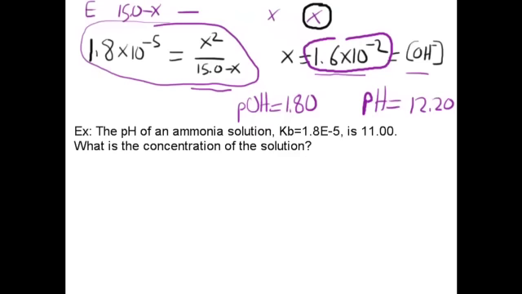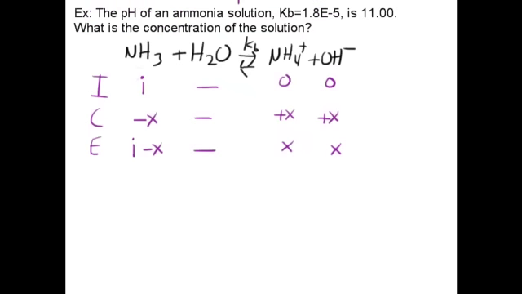So we're going to use the ice table again. Go ahead and set up your ice table for ammonia and figure out what you can get from your pH. See if you can do the problem. So here's how my ice table looks. It's the same as before, except I don't know the concentration of NH3. That's what I'm trying to find. Luckily, we do know x. x is equal to the hydroxide concentration. So if you weren't sure what to do, go ahead and solve for the hydroxide concentration, which is your x.